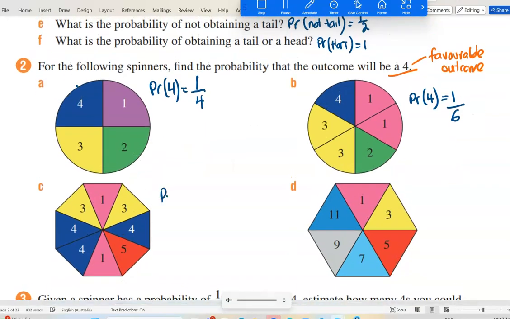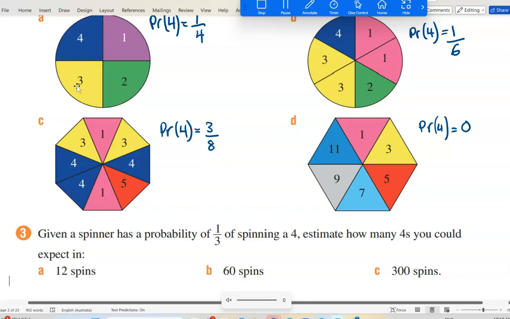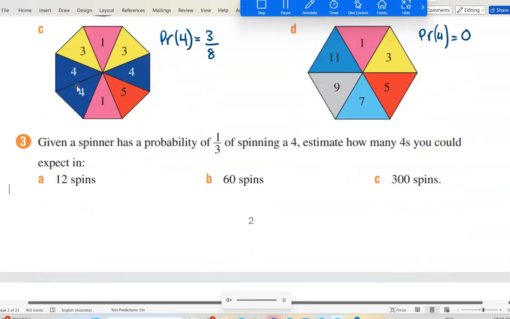What about this one? Now, the probability of 4, how many 4s are there? There's 3 there. There's 3 options out of how many total options? How many pieces are there? 8. So there's that one. And then what about this one? The probability of a 4. Is it 0? There's none there, is there? Okay, so that's all that we're doing. We're saying the probability of the 4 over that.